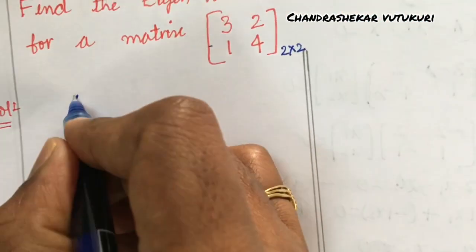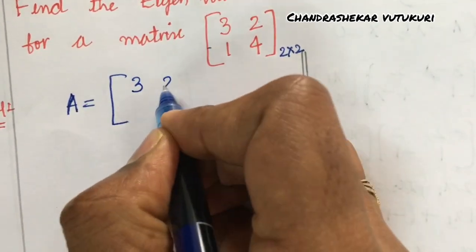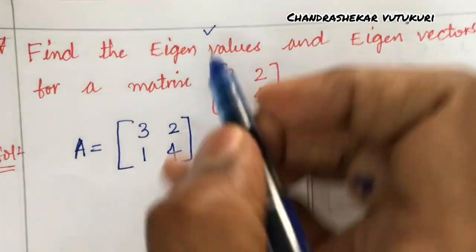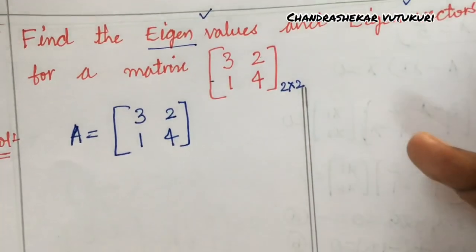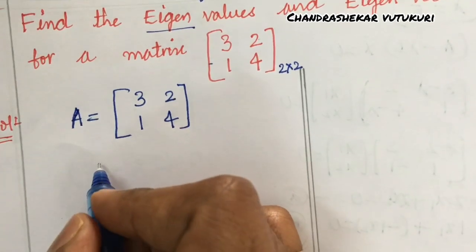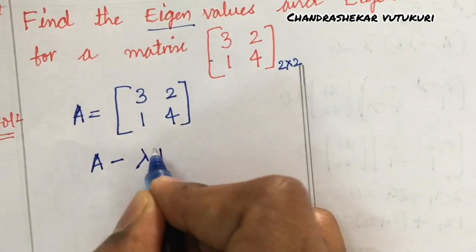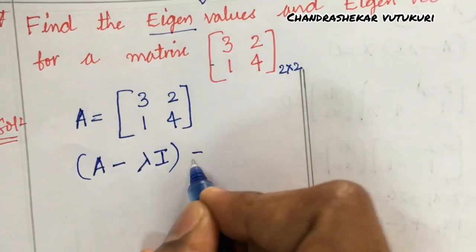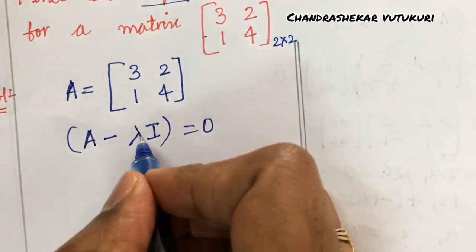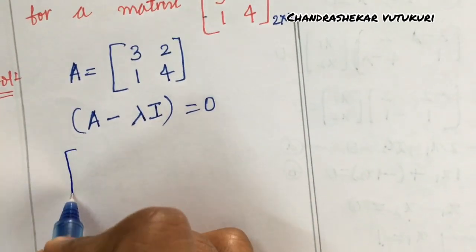Let us assume, by working out this problem very neatly, that the matrix is A, that is [3, 2; 1, 4]. First, what we are supposed to work out for the eigenvalues and the eigenvectors is the characteristic equation. So, we know that the formula is A minus lambda I equals 0, where A is the given matrix, lambda is a scalar, and I is the identity or unity matrix. Now, in place of A, we are supposed to substitute the matrix A.